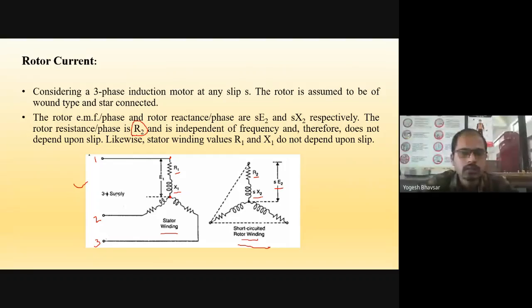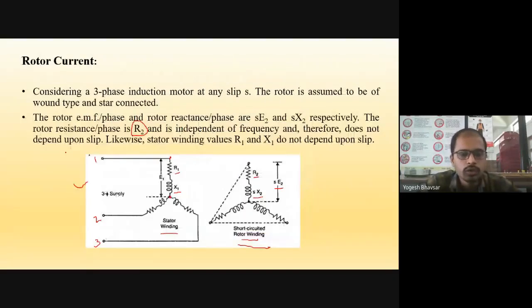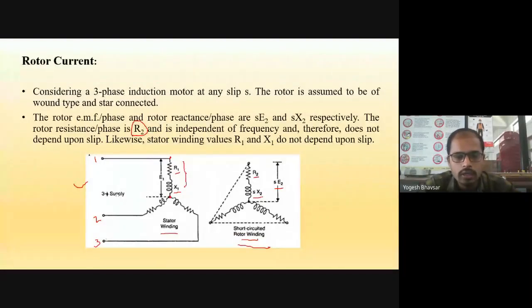Resistance is a quantity whose value doesn't depend on frequency, so it is always constant, whatever the value of slip, whatever the value of frequency. So the resistance will be constant. We must not multiply by slip. And now, as this three-phase induction motor has a balanced load, nothing but the load across all three phases is equal, hence we can call it a balanced load.